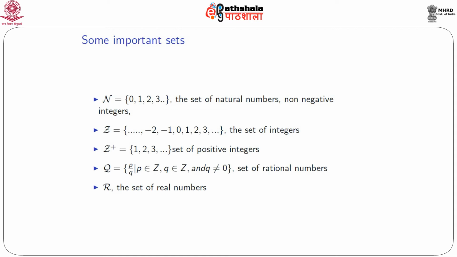Then we can have the set of rational numbers denoted by script Q. This is a collection of all p by q form, where p and q both belong to the integers and q is not equal to 0. This is the set of rational numbers. And script R is the general notation we use to denote the set of real numbers.